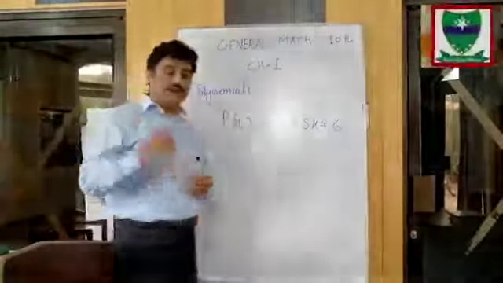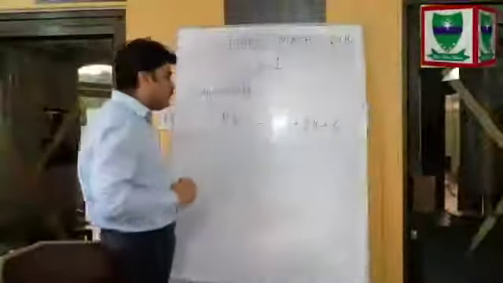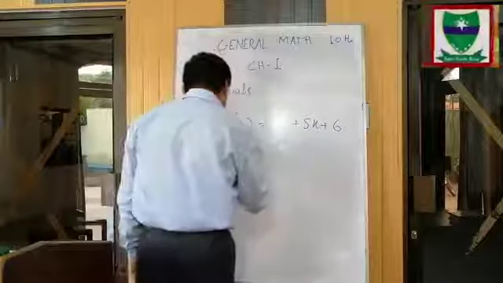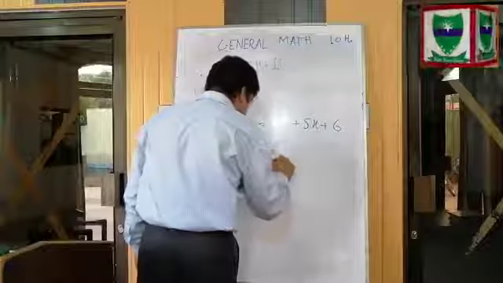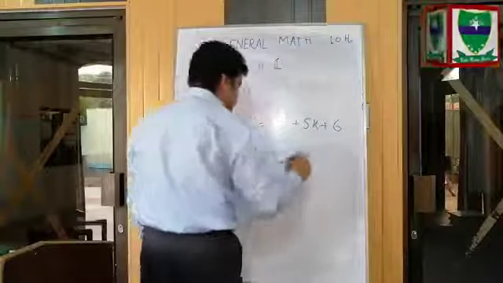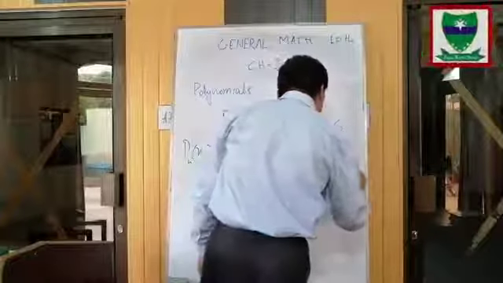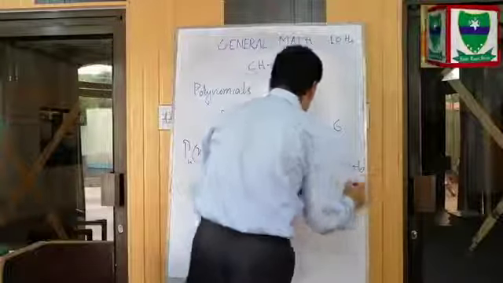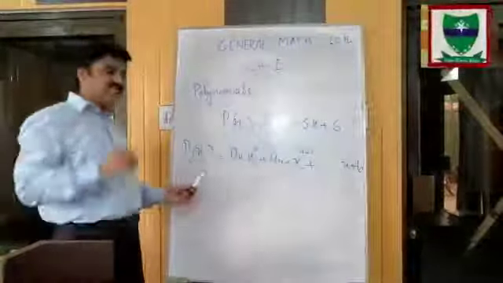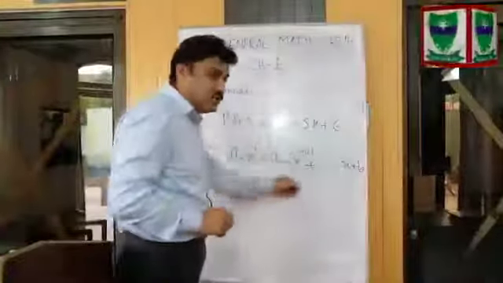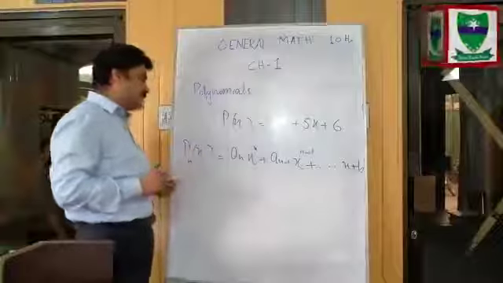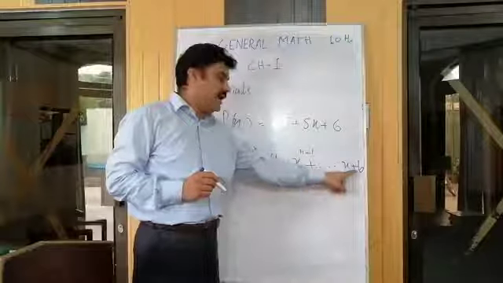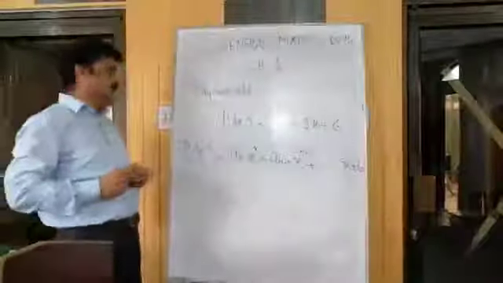We want to write the standard form of polynomial. This expression is a standard form of polynomial. We read it Pn of x, an xn plus an minus 1, xn minus 1 and so on, x with coefficient 1 and constant term. It is a standard form of a polynomial.